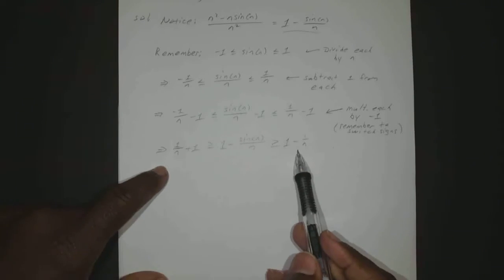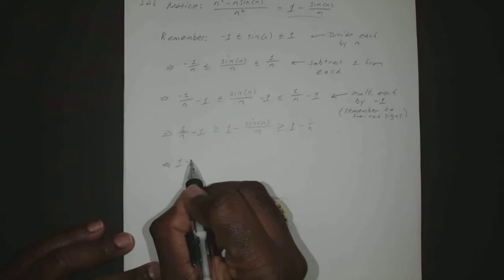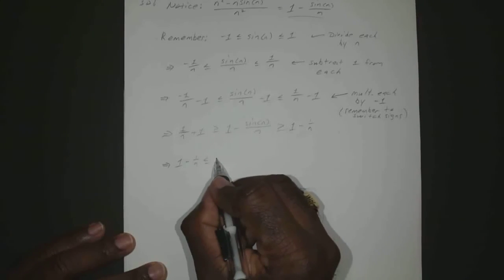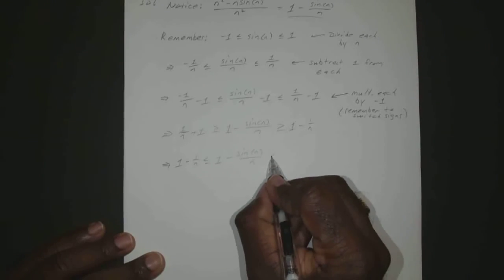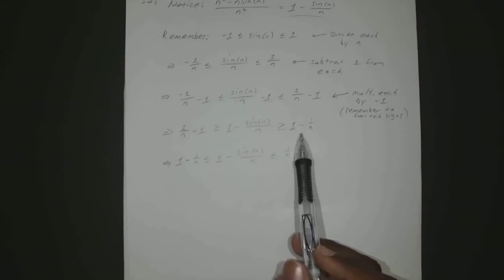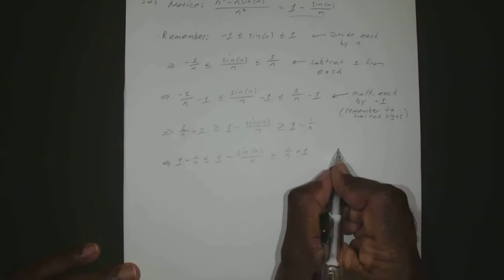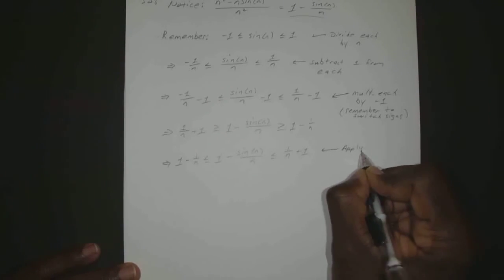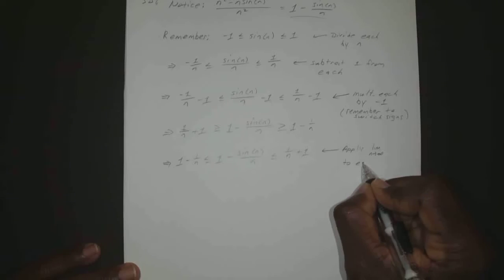Okay. So you can actually get this whole thing and flip it around. So 1 minus 1 over n is less than or equal to 1 minus sine of n over n, which is less than or equal to 1 over n plus 1. All we did was get this and flip it, which is still true. Now we have the middle term that we're looking for. So we just apply the limit, as n approaches infinity, to each term.